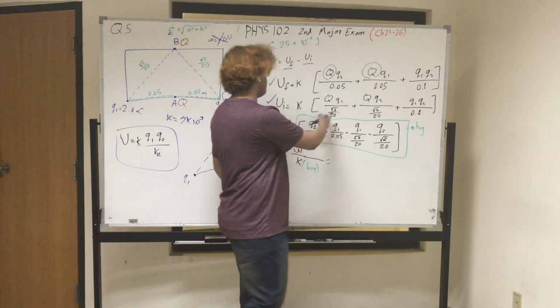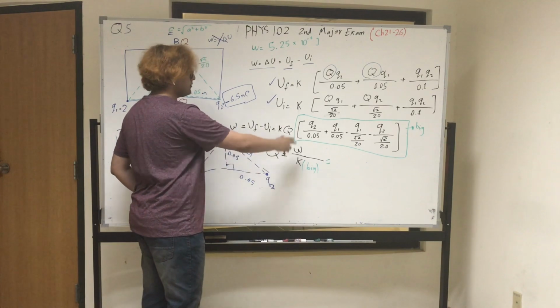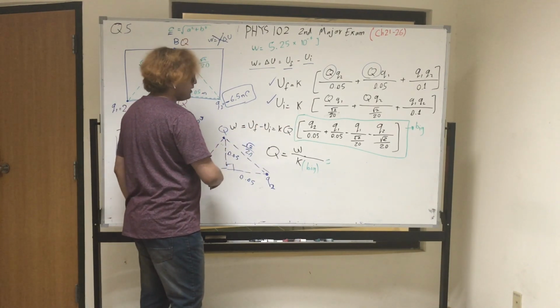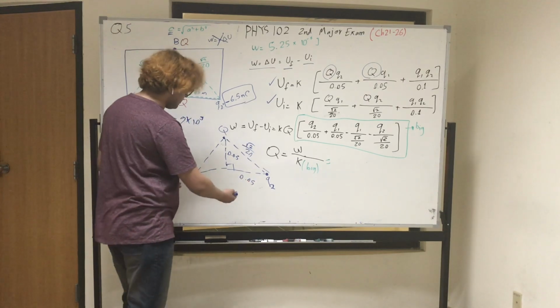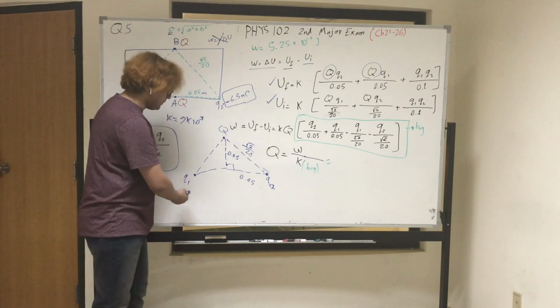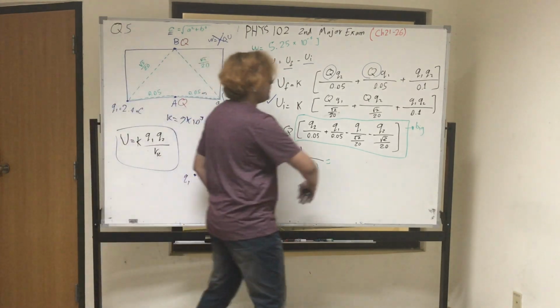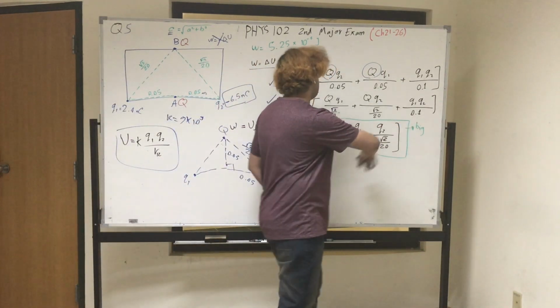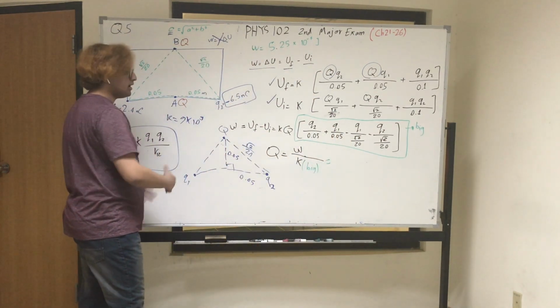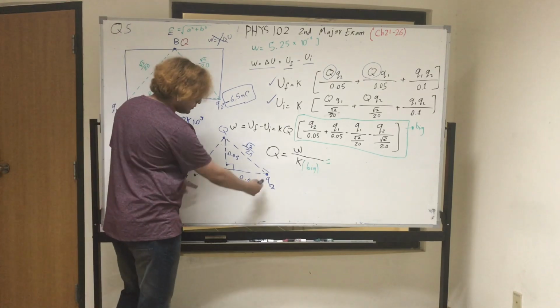So Q1 times Q2 over the distance, and we can apply the same logic for Q1 and the Q capital. And we also have this part which says that Q1 times Q2 over the distance between them times K is going to give you the potential energy, or the part of the potential energy that is between these two charges.